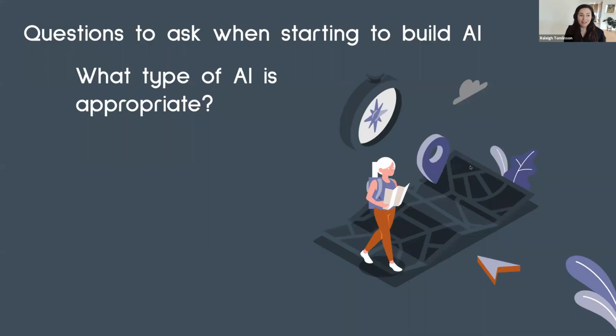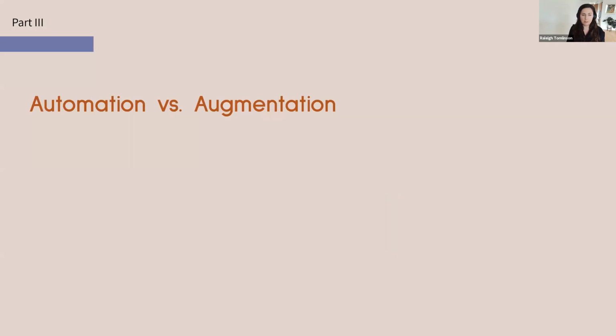And then finally, another question to ask is, what type of AI is appropriate? And this brings me to my next part of the talk, which is augmentation versus automation.